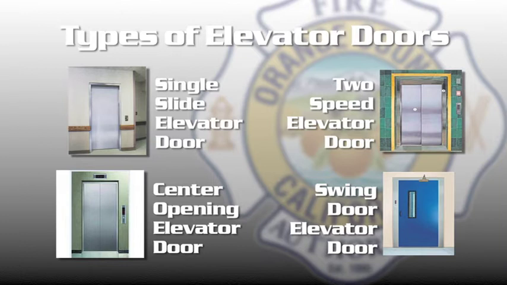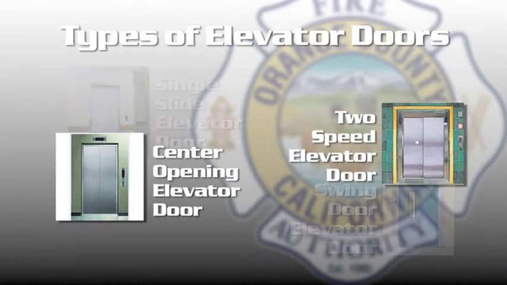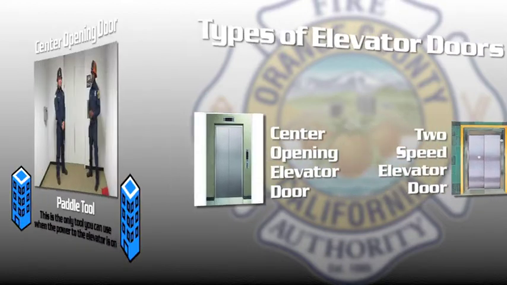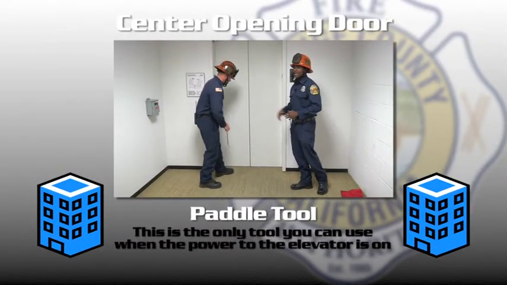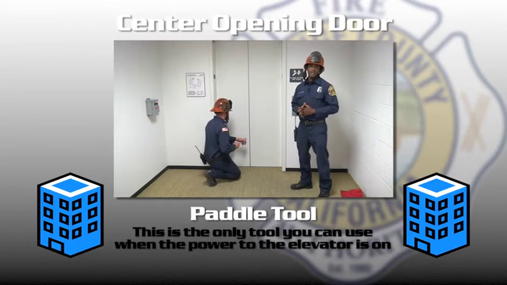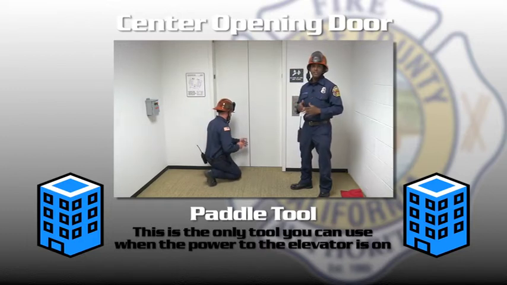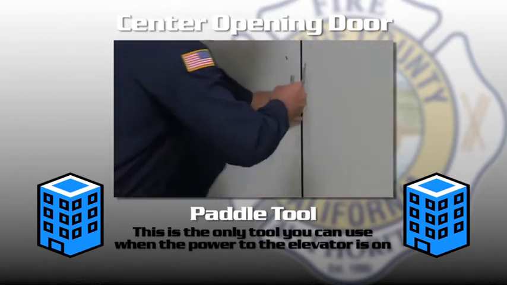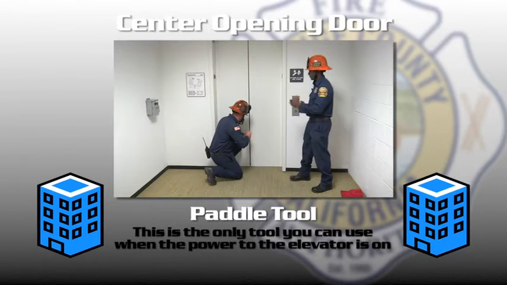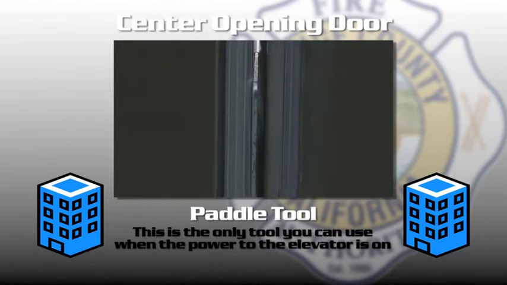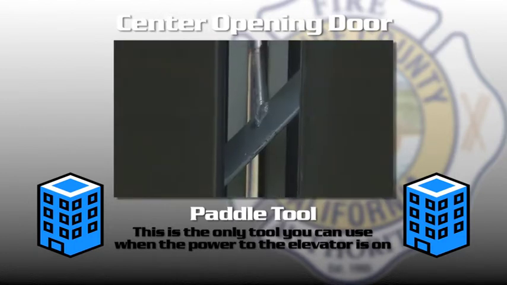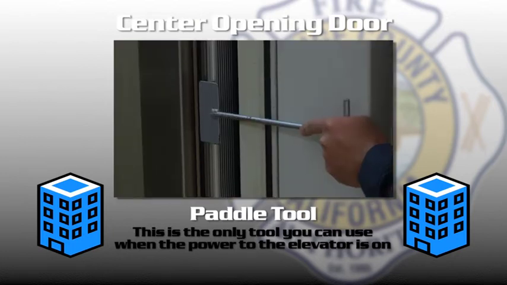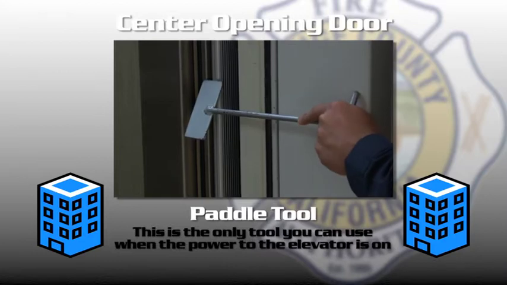Today, we're going to be focusing on picking techniques for the center opening door and the 2-speed elevator door, which we'll show you momentarily. Here we have a center opening door and our power is still on. Because we have not yet secured the power to this elevator car, the only picking technique we can use is a paddle that Firefighter Butler has in his hand. What he's going to do is insert the paddle through both doors and try to reach the bumpers. Once he reaches the bumpers, he's turning the paddle left or right until it actuates the door mechanism, therefore opening it to remove our trapped occupants.